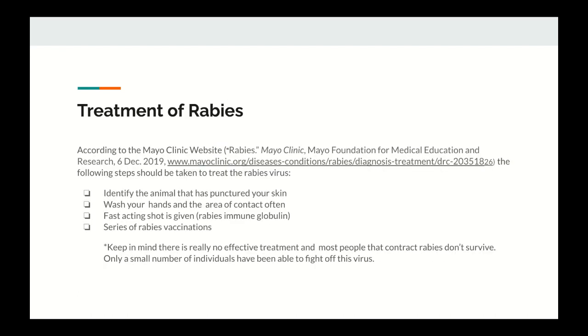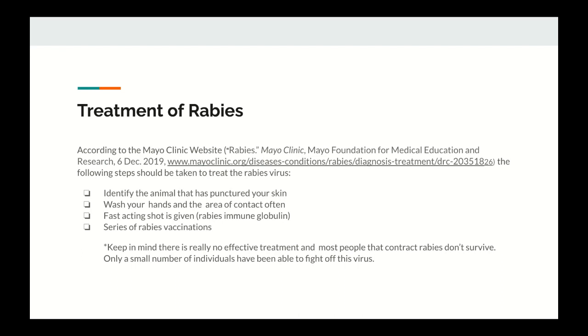So, treatment of rabies is what we're going to talk about next, and this is according to the Mayo Clinic website. These are the following steps they say that you should take if you think you have come in contact with rabies. First off, identification of the animal is crucial because it is very hard to know whether the animal has the virus and has transmitted it to you.